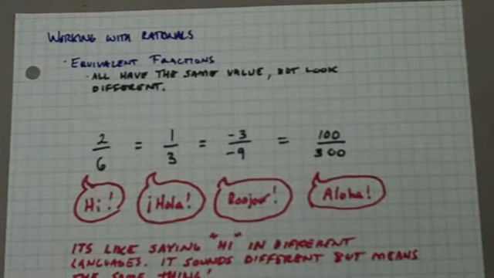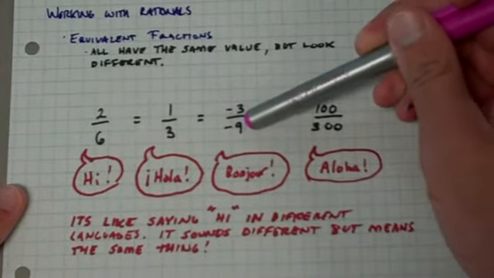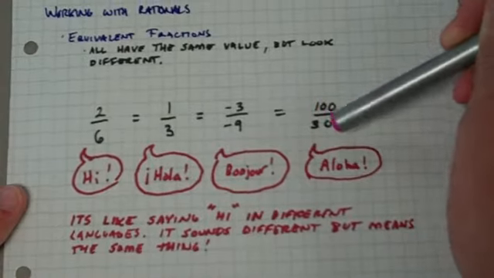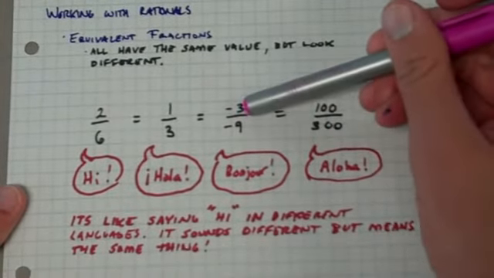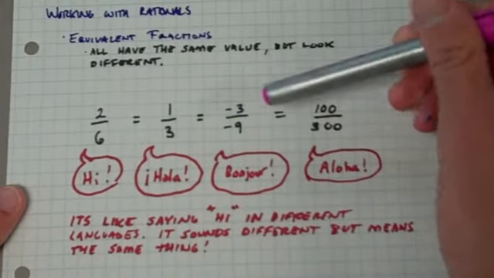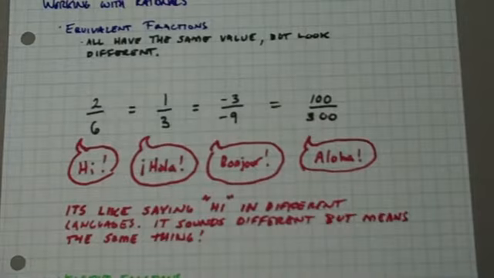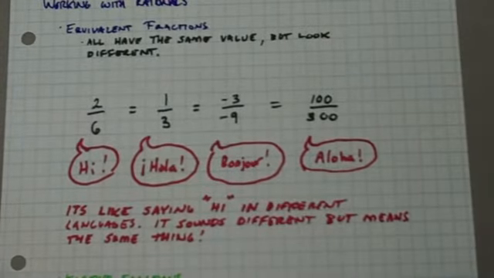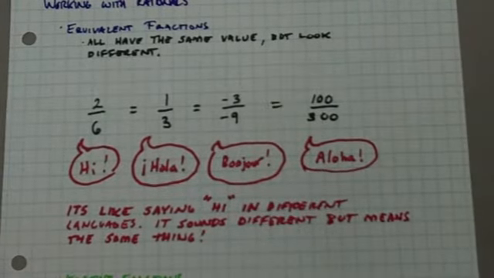Another example would be if I had like 2/6, or 1/3, or -3 over -9, or 100 over 300. Hey, all of these are equivalent, especially that one. Remember, the negative over a negative makes a positive. Hey, all of those simplify down to 1/3. They all have the same value. It's kind of like saying hello or hi in different languages. They sound different, but they're all meaning the same thing.